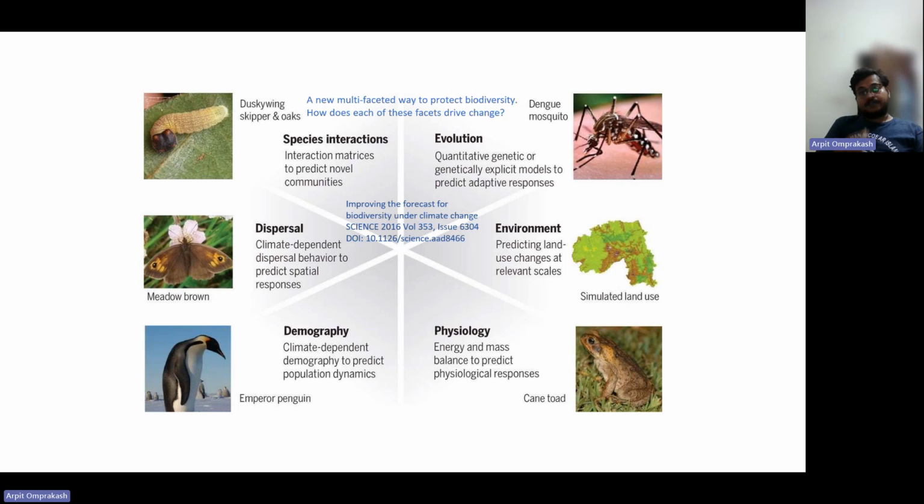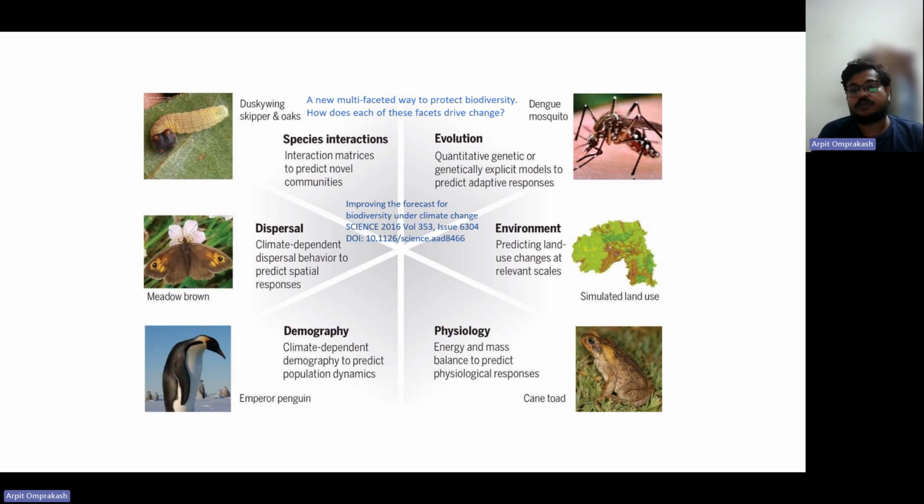And now we can try and look at a multifaceted way to protect biodiversity and how all these different facets of biodiversity drive change in biodiversity. For example, we can talk about species interactions and how interaction matrices can be used to predict novel communities. When we talk about evolution, we can develop models to predict adaptive responses based on genes, right?